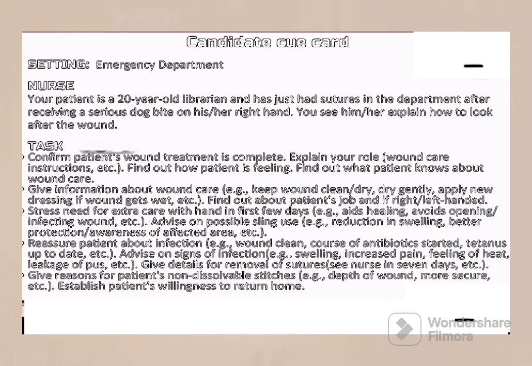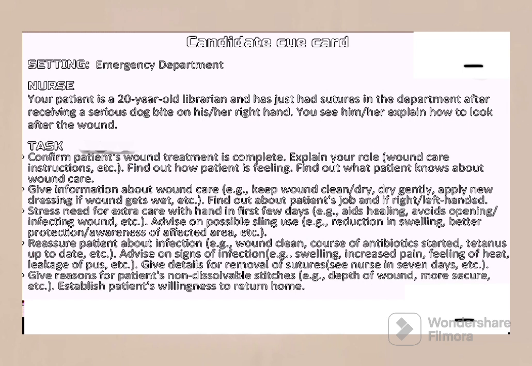The next task is to reassure the patient about infection. Wound clean, course of antibiotics started, tetanus up to date, and advice on signs of infection. They have given some examples: swelling, increased pain, feeling of heat, leakage of pus, then give details for removal of sutures, nurse in 7 days. So there are many tasks and subtasks they have given. Then we can tell, for your further information, I would give you some suggestions regarding the prevention of infection.